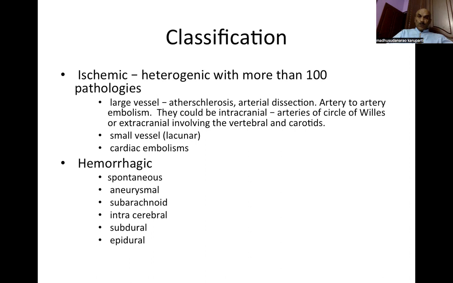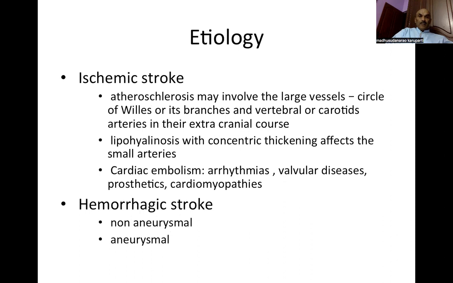Coming to hemorrhagic stroke. Hemorrhagic stroke, as I told you, is because of the leaking of blood into the cranium. It could be spontaneous, or it could be aneurysmal, or it could be subarachnoid. It could be intracerebral, subdural, or epidural. We will go into detail in the next class. Next slide.